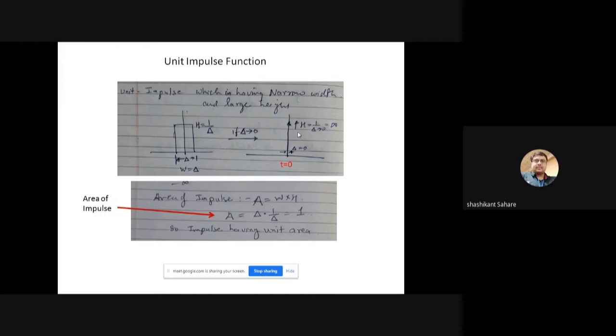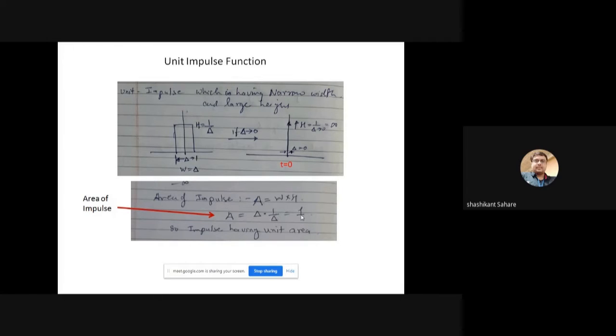Right? Okay. So if I want to find the area of this unit impulse function, I simply have to multiply the width with the height. So in this mathematical equation, area is nothing but width into height. The width is delta and the height is 1 by delta. So it gives me 1. So it shows that the impulse function has an area of unity.